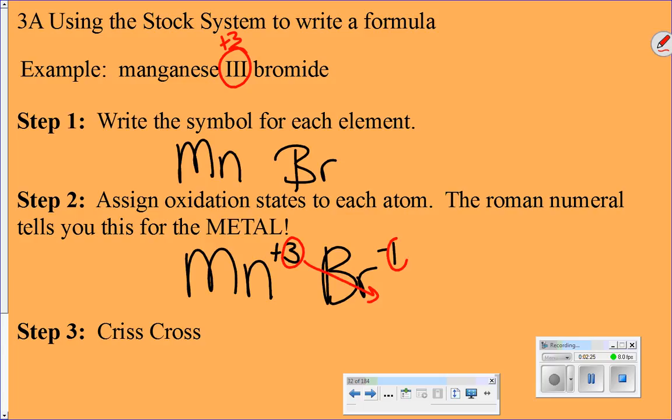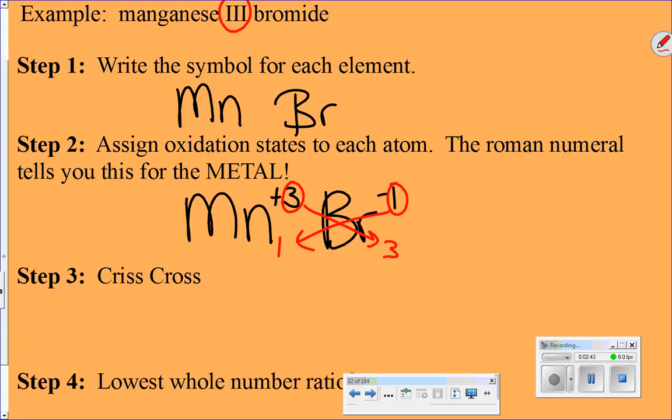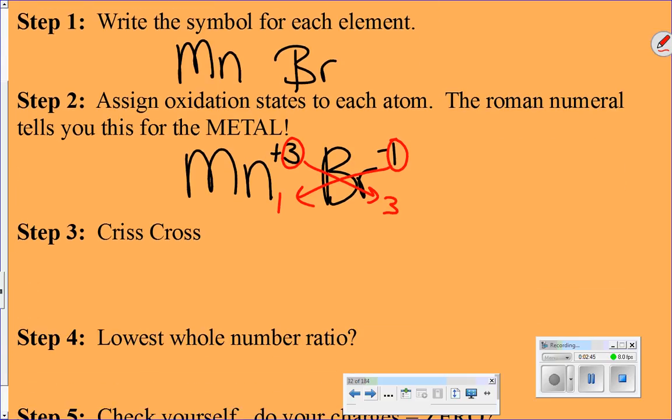You can bring down this 3. You can bring down this 1. And again, that's a 3 just because it says Roman numeral 3. A lot of people treat this like it's a lot more confusing than it is. The metal's charge is indicated by the Roman numeral. Take it and run. Don't go to the periodic table to look up the metal when you're given a Roman numeral. So now that I've crisscrossed, I get Mn, Br3.